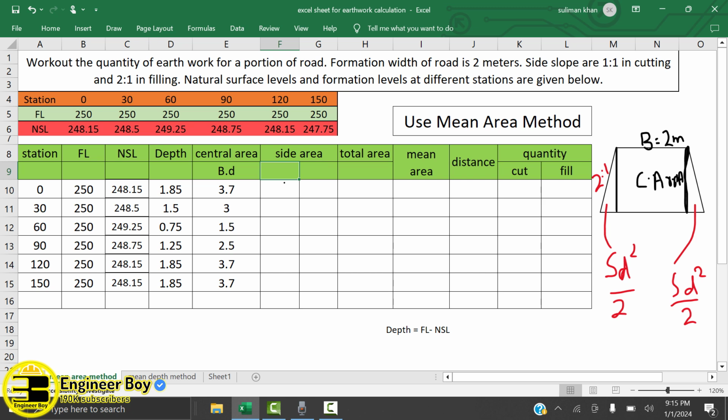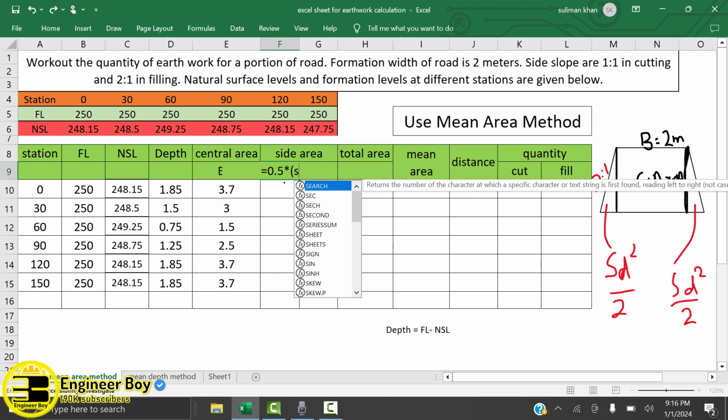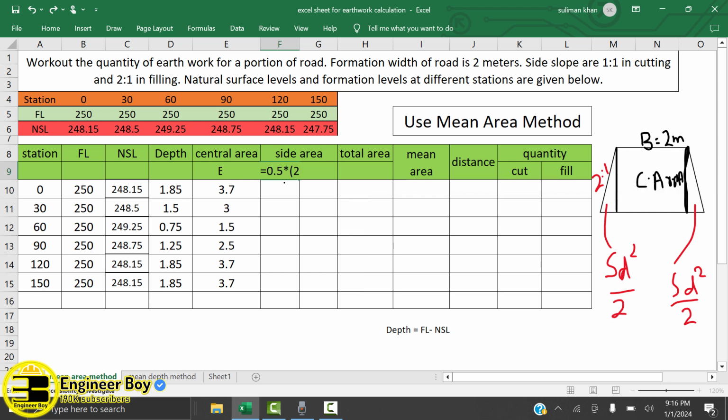Now divided by 2 means that we're going to have 0.5, because 1 over 2 is the same thing as 0.5. Now we can multiply this with the formula, mean sd square. S is actually the side slope, which is 2. Now we will provide a multiplication and then the depth. However, the depth has a square over there, so we're going to provide square, and let's close the bracket. As you can see, we got a nice solution over there.